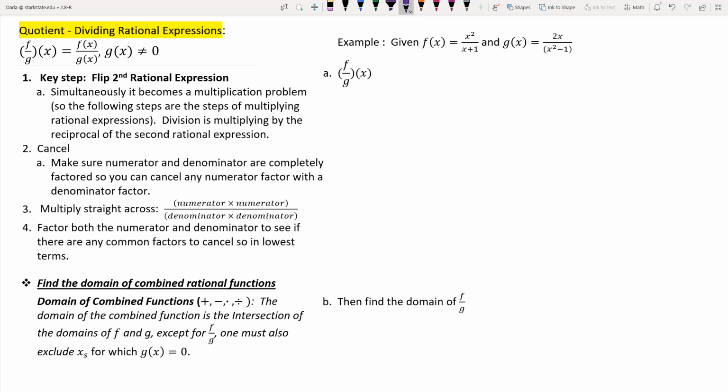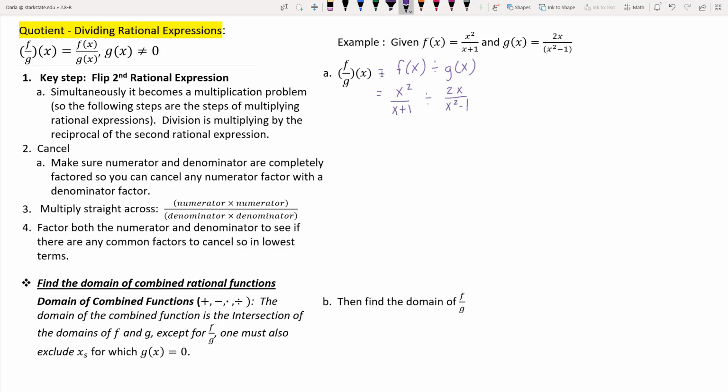The focus of this lesson is on dividing two rational functions, and so we're going to go ahead and take a look at taking f divided by g, which is just f of x divided by g of x. So my f of x is x squared over x plus 1, and then I'm going to divide that by g of x, which is 2x over x squared minus 1.